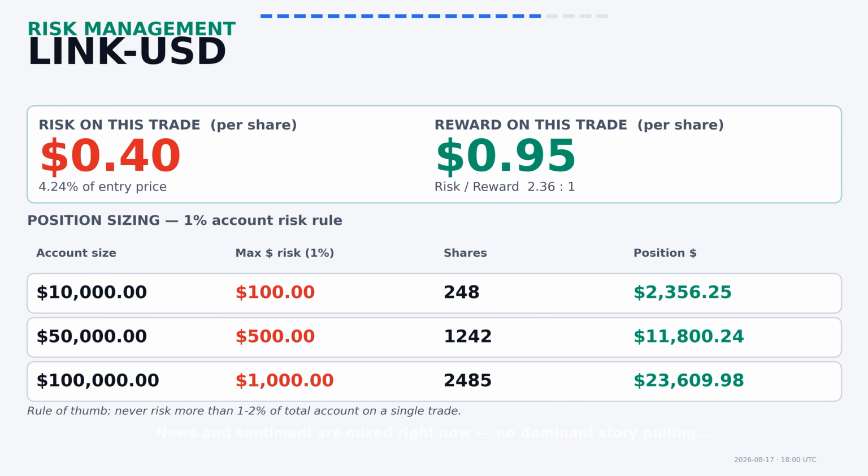Risk management next, the only edge you fully control. On screen, you see the dollar risk per share, the dollar reward per share, and a position sizing table built around the 1% rule. The rule is dead simple. Never risk more than 1% of your total account on a single trade. So if you've got a $10,000 account, you're risking $100 max. And that decides the share count, not your gut feel. Get this right and you can be wrong 10 times in a row and still be in the game. Get it wrong and one bad trade can take you out.